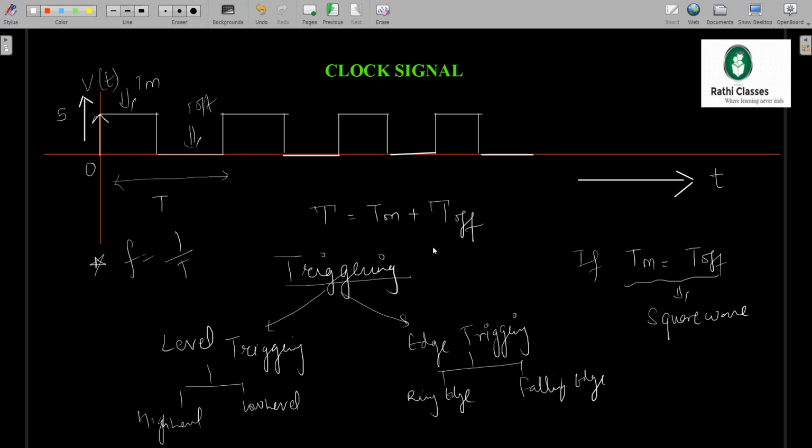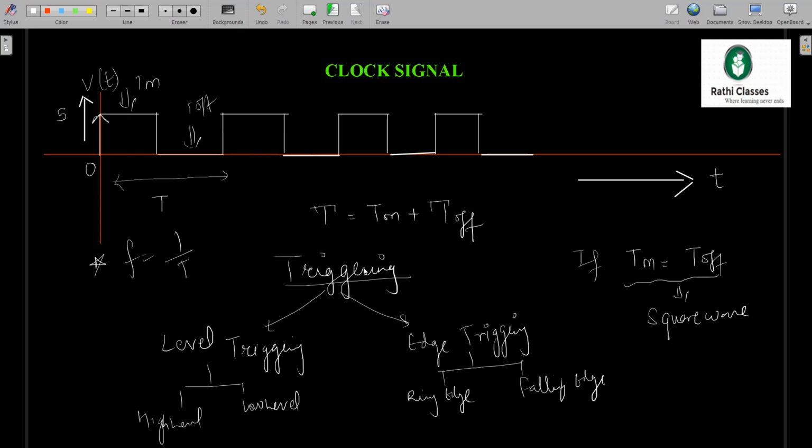Or else, suppose T on is 75% on, that is 75 seconds on, and 25% off, that is 25 seconds off, if the total time is 100 seconds, then T on and T off will not be equal, so you will say T on is more and T off is less.